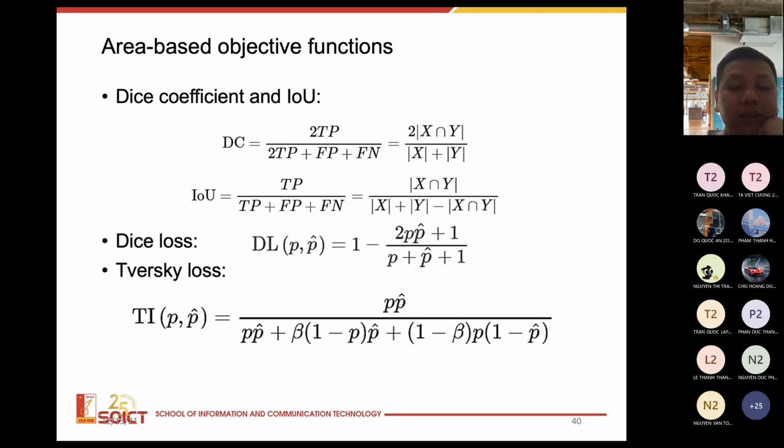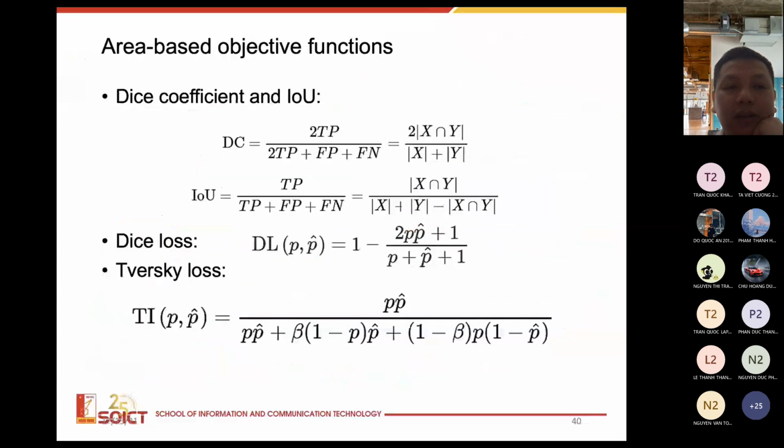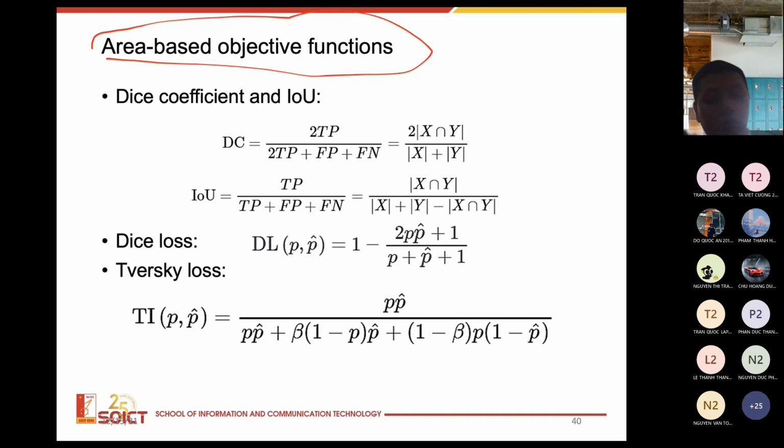Okay, so besides the distribution based objective function, you can use an area based objective function. It uses the overlap between the ground truth and the prediction, right? So one loss you can use here is the dice loss. Okay, so dice loss here is computed this way, right?